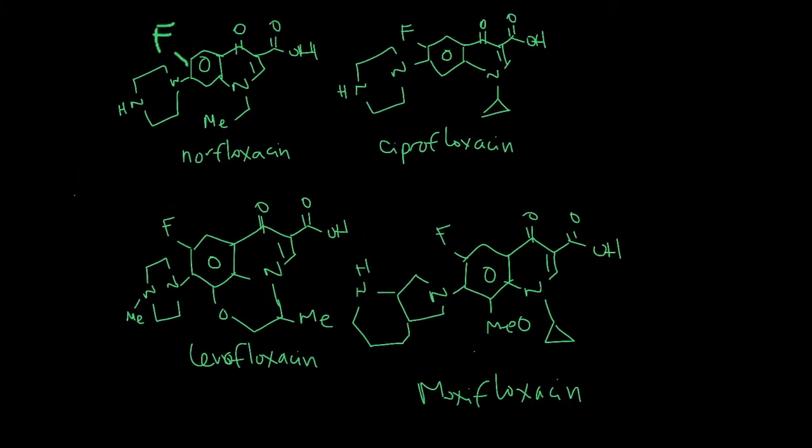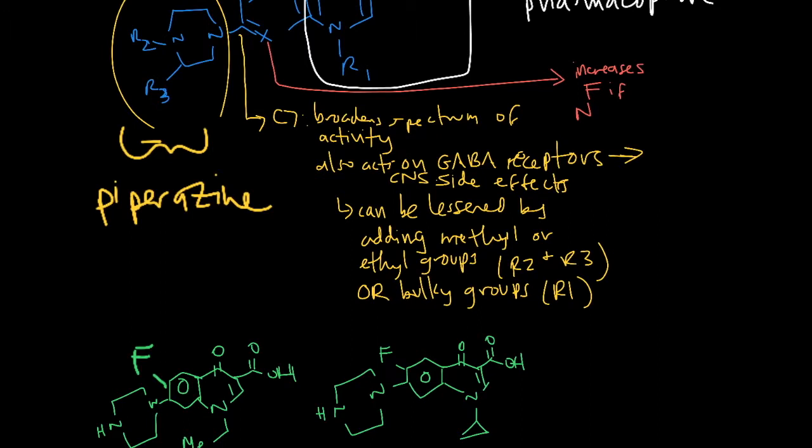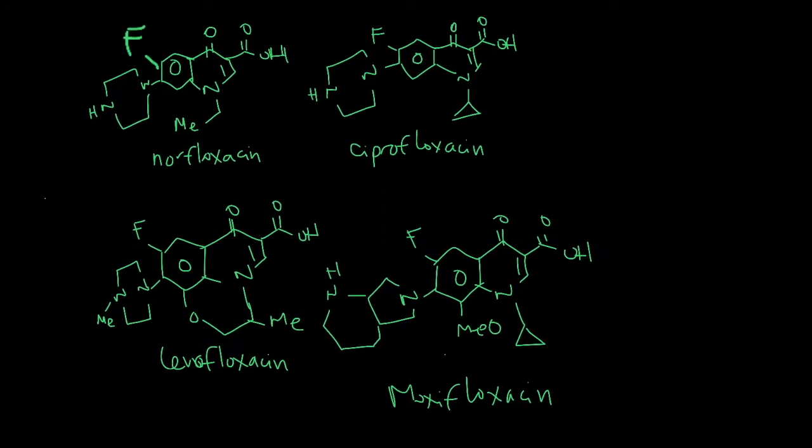Now, let's look at the other way you can decrease CNS side effects. I also said you could add bulky groups at the R1 position, which is over here at the bottom of the molecule. So left side of the molecule, adding an ethyl or methyl group. Bottom of the molecule at R1, adding a bulky group, decreases CNS side effects. For example, norfloxacin, some bulky group at the bottom. Ciprofloxacin, some bulky group at the bottom. Levofloxacin, really bulky group at the bottom. Moxifloxacin, bulky group at the bottom. That decreases CNS side effects because you also have the piperazine ring at carbon 7, which is right below carbon 6, which has what? The fluorine. Carbon 6 has fluorine.